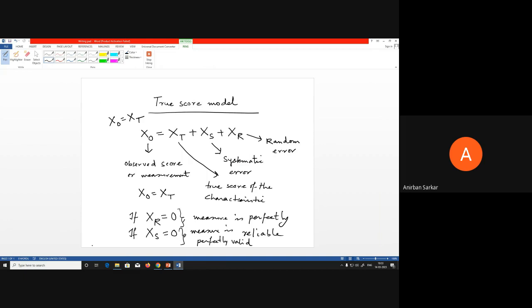So if XR is equal to 0, but if XS is not equal to 0, it means your output is reliable, but it is not valid. But if XR is 0, XS is also 0, your research output is both reliable and valid. This is clear? Yes, sir.